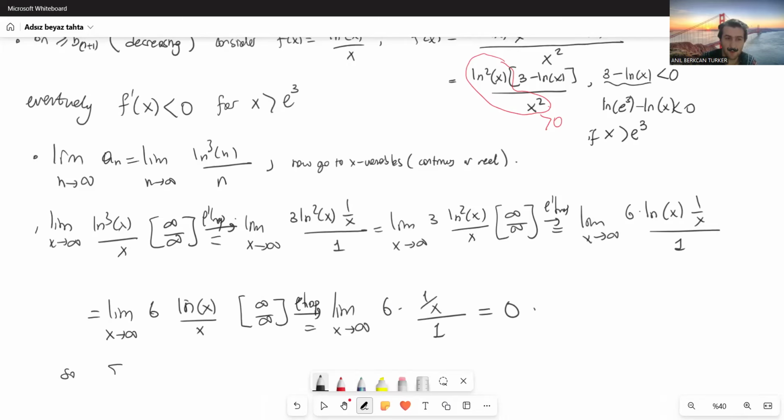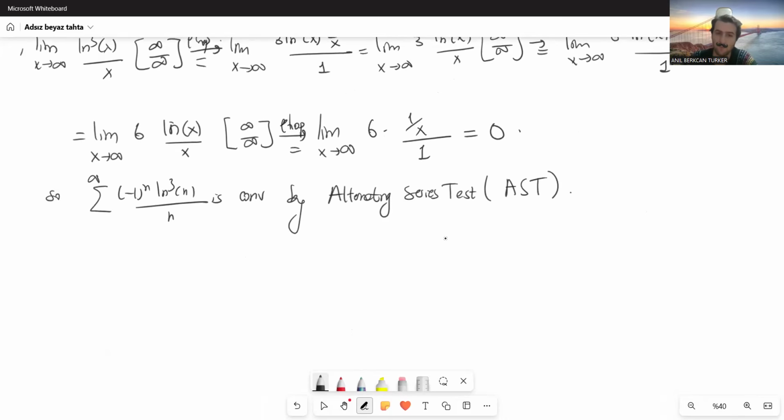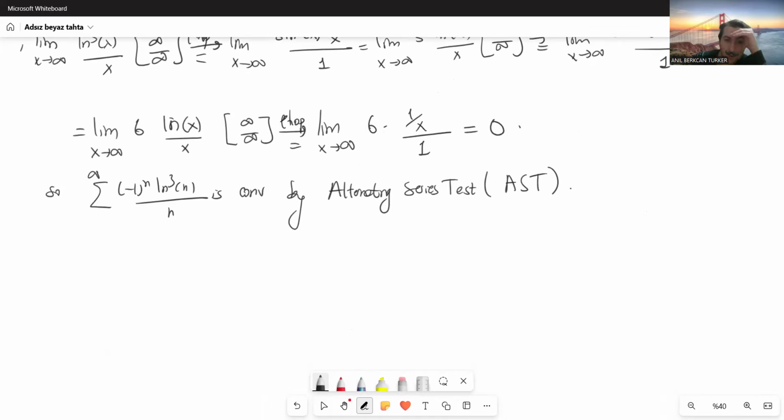So the series minus 1 to the power n ln cube n over n is convergent by the alternating series test, or by AST, I mean. And then, okay, this is finished. We have some questions.